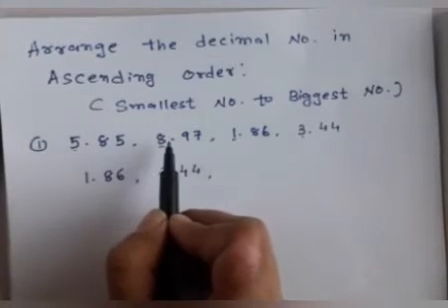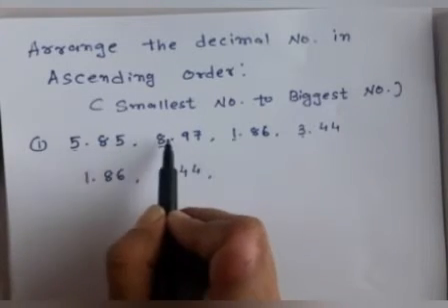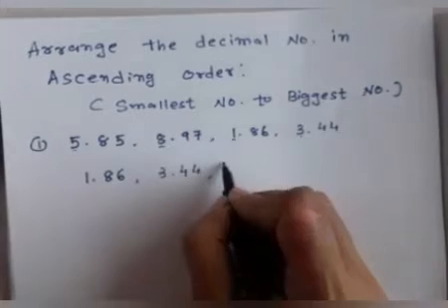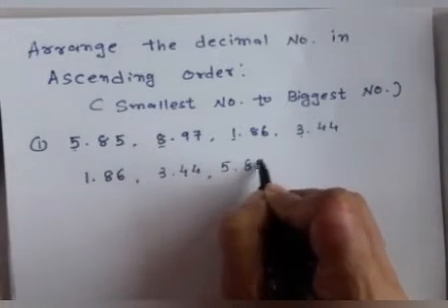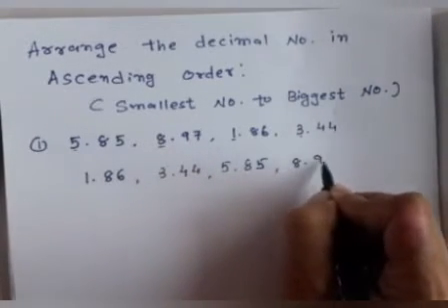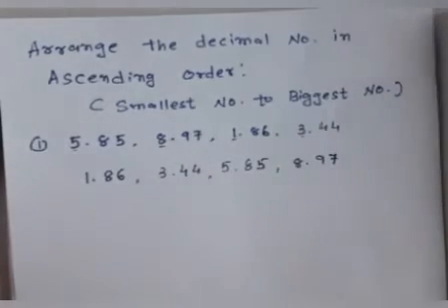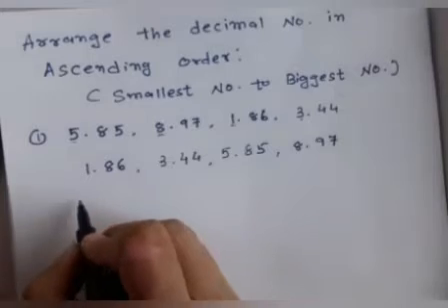And among these two numbers, which number is smaller? 5.85, and 8.97 is the biggest number. This is the ascending order.